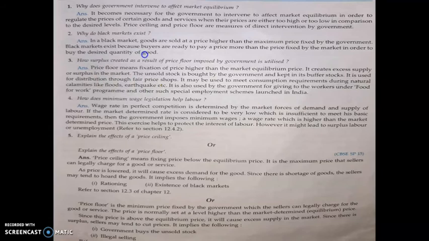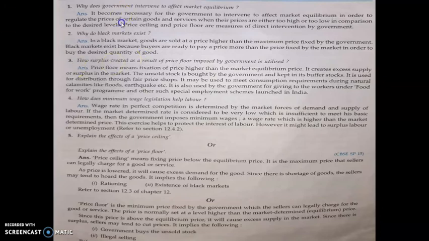So what is the maximum price? Maximum price means the government fixes the price below the equilibrium price to protect the interest of consumers, or when prices are too high. But sometimes the buyers are ready to pay a price higher than the price fixed by the government. Okay, so this is known as black market. So the fixation of maximum price leads to what? Black market in an economy.